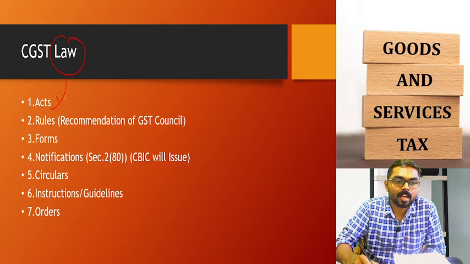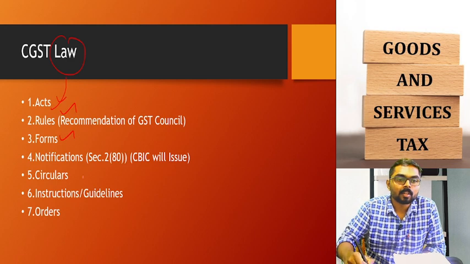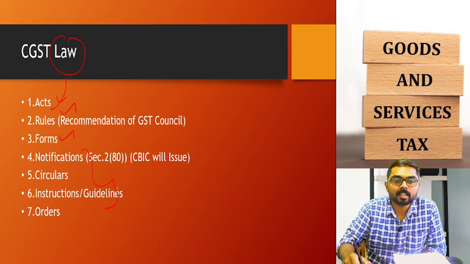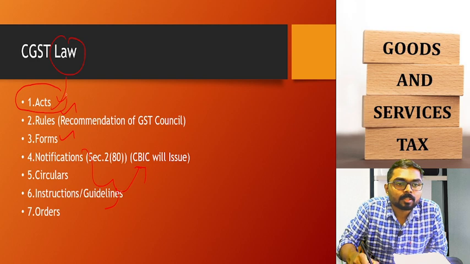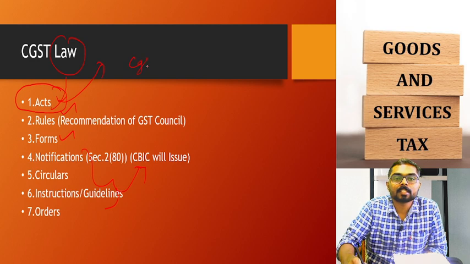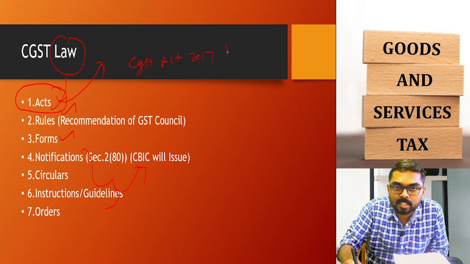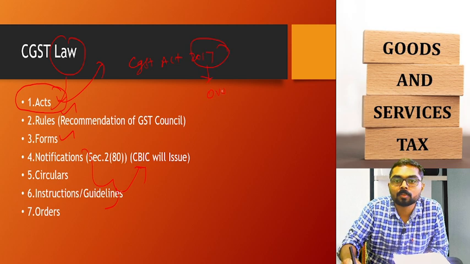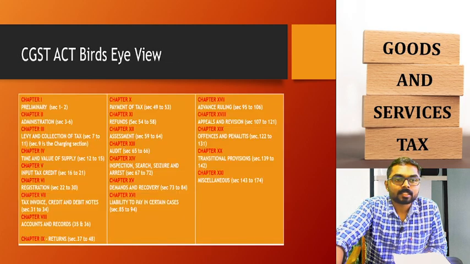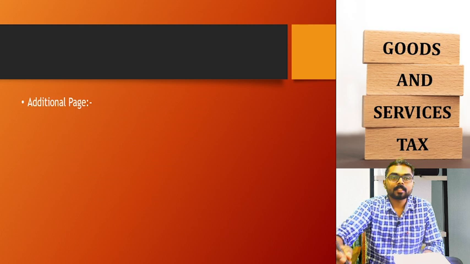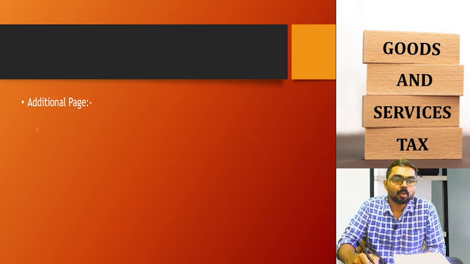Law includes acts, rules, forms, notifications, circulars, instructions, guidelines issued by CBIC, and orders passed. In this video we are going to discuss exclusively only the CGST Act 2017, and that too only an overview to get an overall understanding. Before discussing the chapters contained in the Act, let us understand the flow of the Act.